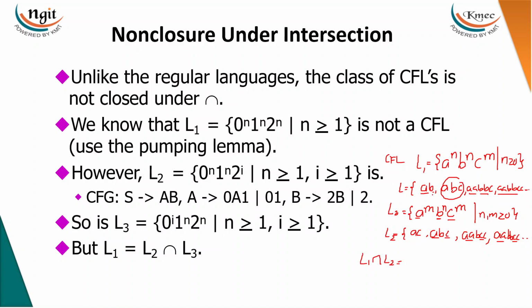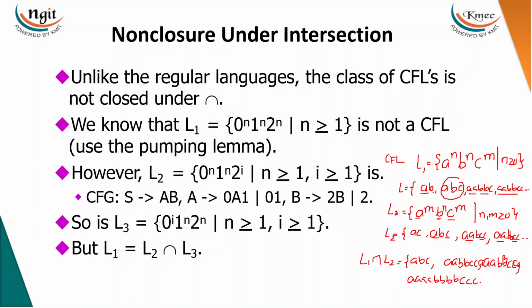What are the common symbols? AB, AC are not common. ABC is common, right? So what is another one? AABBC is not common. AABBCC is common. Take all the strings which are satisfying both the conditions of L1 and L2: AABBCC, triple A, triple B, triple C, or 4 A's, 4 B's, 4 C's.